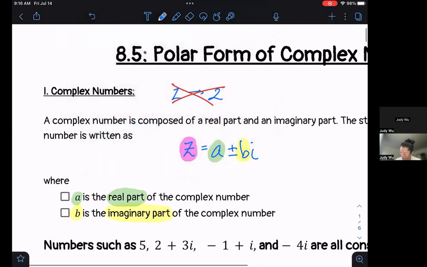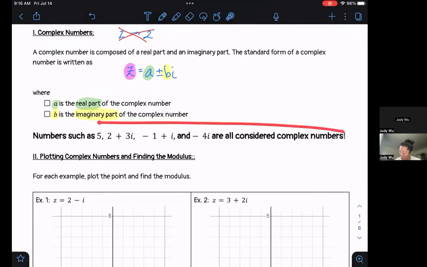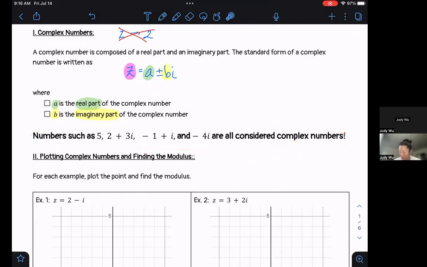All right. Now, let's read this little blurb that is in the bold. Numbers such as 5, 2 plus 3i, -1 plus i, and -4i. These are all complex numbers, all right? So even if I say 1, 2, 3, 4, 5, those are all complex numbers. It's just that the b part is 0, okay? So technically, we've been working with complex numbers for a very long time, just a very special kind where the imaginary part is 0, okay?